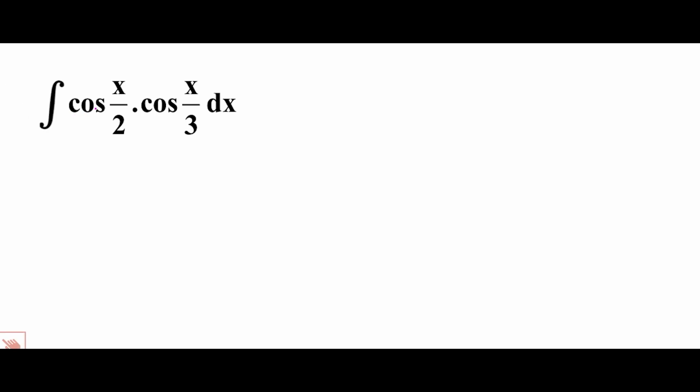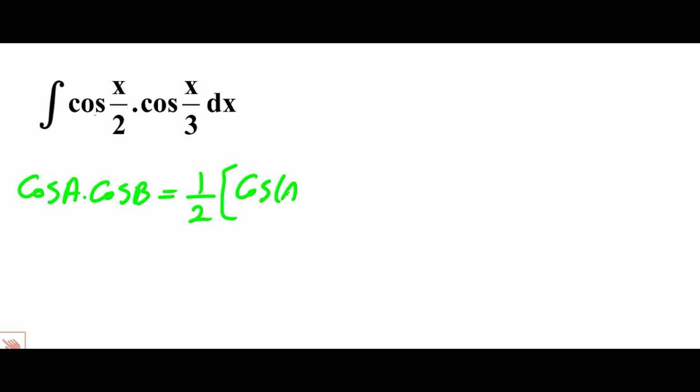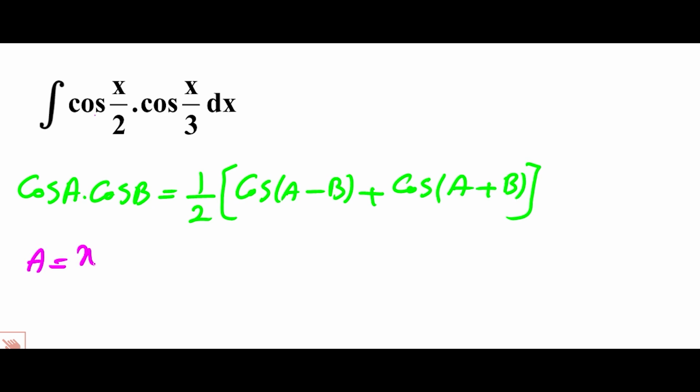Number 3, the integral of cosine of x over 2 times cosine of x over 3 dx. For the product of two cosines, we use cosine of a times cosine of b equals 1/2 times cosine of a minus b plus cosine of a plus b. Here a equals x over 2 and b equals x over 3.